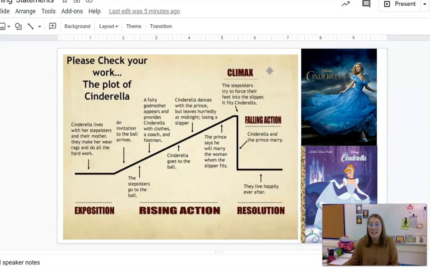It fits Cinderella. So as we know, the story is wrapping up, the problem is getting resolved. So the following action, the next thing that happens is that Cinderella and the prince marry and they live happily ever after. So the climax is the high point or the most exciting part of a story. Let's take a look at some of the high points in stories that we've read together.